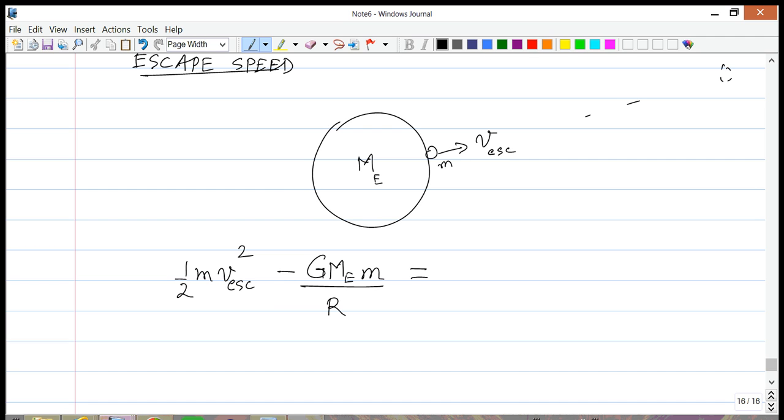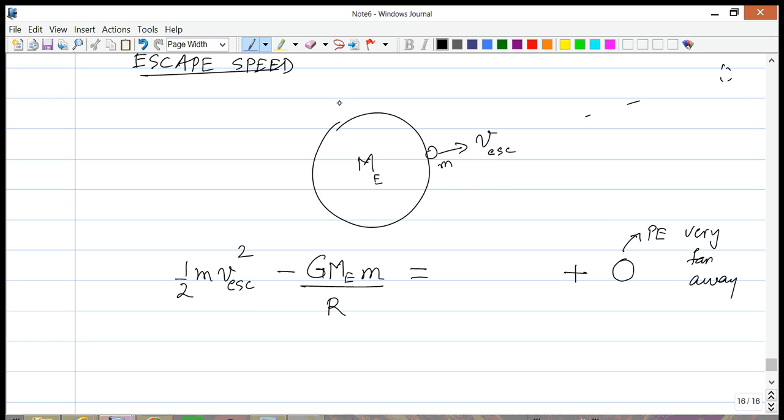Now, if you look at the expression for the potential energy, as this r becomes larger and larger, the value of the potential energy becomes smaller and smaller. In the limit, as r approaches infinity, this value becomes 0. So the potential energy term becomes 0. So this is the potential energy term very far away.